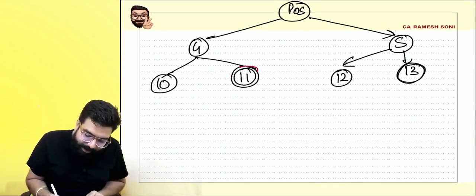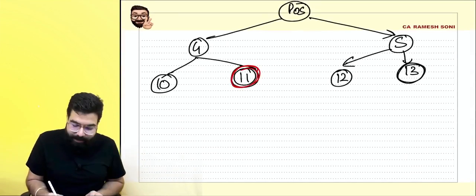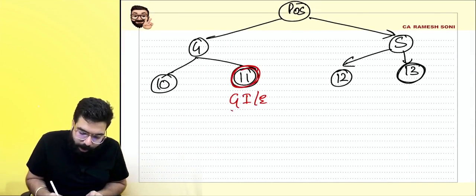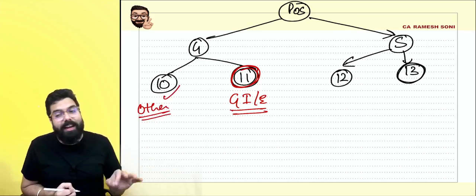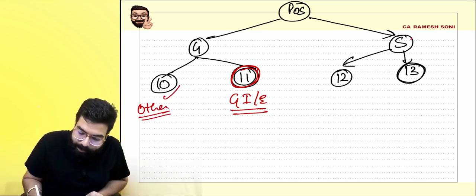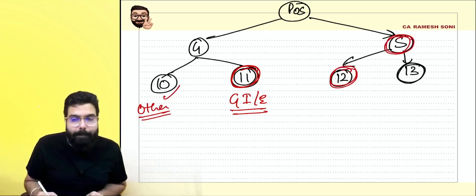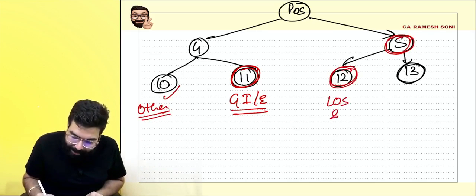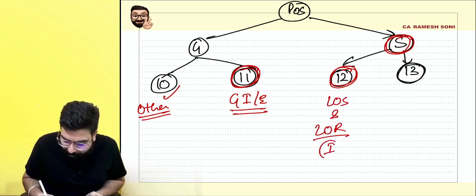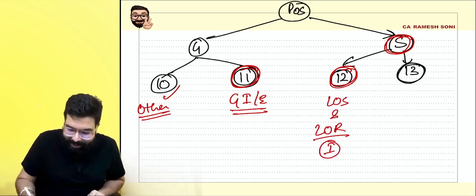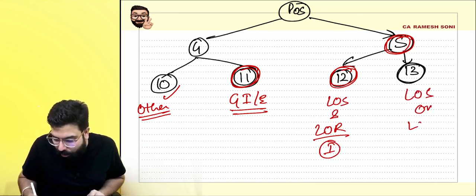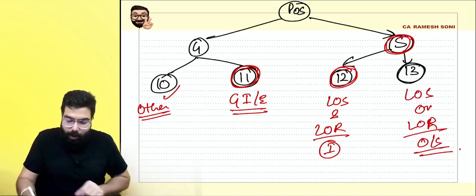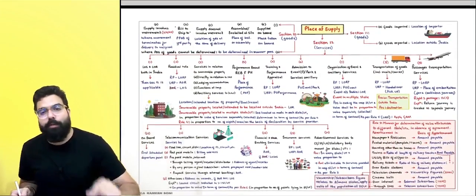Sir, when is section number 11 applicable? Section number 11 is applicable whenever goods are imported or exported. Other than import and export cases, section number 10 is applicable. For services, section number 12 is applicable whenever location of supplier and location of recipient both are in India. Section number 13 is applicable when location of supplier or location of recipient, anyone, is outside India.